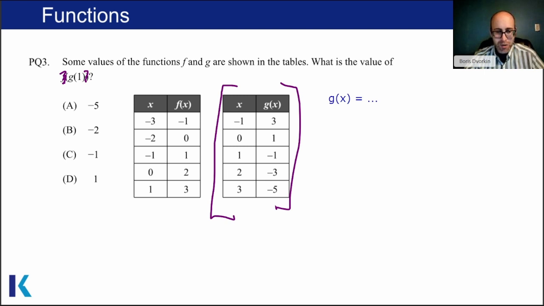For this problem, we want that 3rd row. Why? Because it has a 1 in the x column. What the table is basically telling you, in effect, is that g of 1 equals -1. I don't know what function g does to a 1 to turn it into a -1, but that's what the table says. So if you didn't know that, good. Better now than on test day.